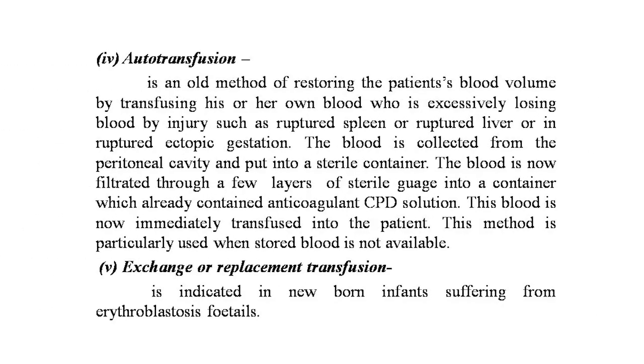The fourth type of blood transfusion is autotransfusion. That is an old method of restoring the patient's blood volume by transfusing his or her own blood, in a patient who is excessively losing blood from injuries such as a ruptured spleen, a ruptured liver, or a ruptured ectopic gestation. The blood is collected from the peritoneal cavity and put into a sterile container.